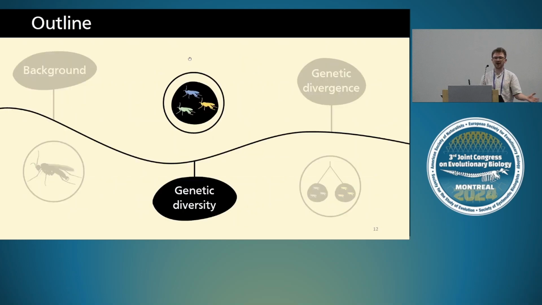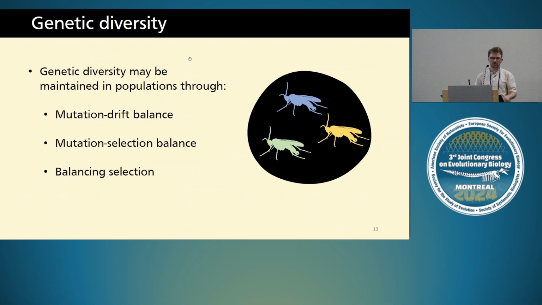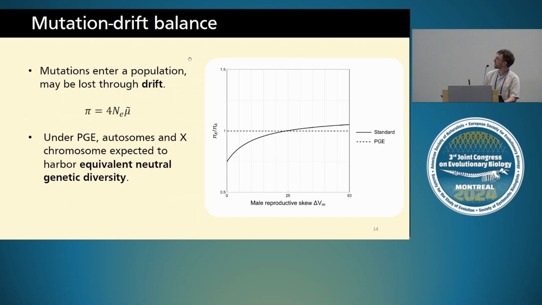Okay, so let's think about how that might affect some things we might go out and measure. Genetic diversity, of course, is very important and might be driven by the balance between different kinds of processes. In particular, I'm going to think about mutation-drift balance and mutation-selection balance. If we think about the balance between mutation and drift, we can imagine mutations entering our population and being lost or fixed with some frequency by drift. The balance between these processes will give us pi, our pairwise genetic diversity, and we can write that simply as 4 times the effective population size times the effective mutation rate.